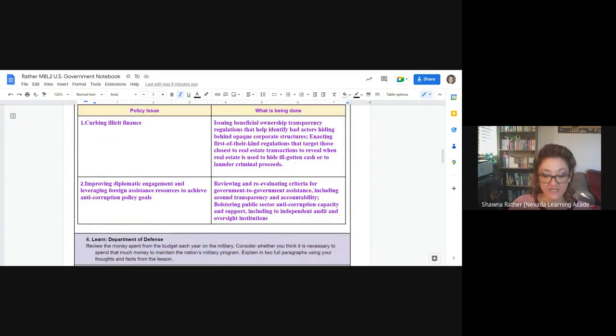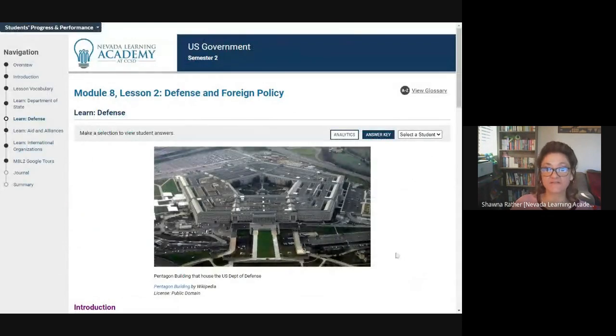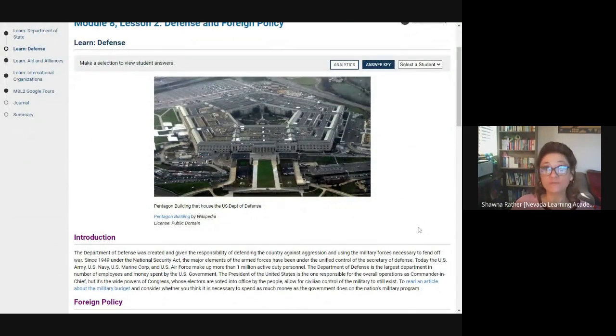The next one that we are going to go to in our course arc is the Department of Defense. We'll click on that link. We've got a picture of the Pentagon here, which houses the U.S. military. The Department of Defense has basically been given the responsibility of defending the country against aggression and using military forces necessary to fend off war.